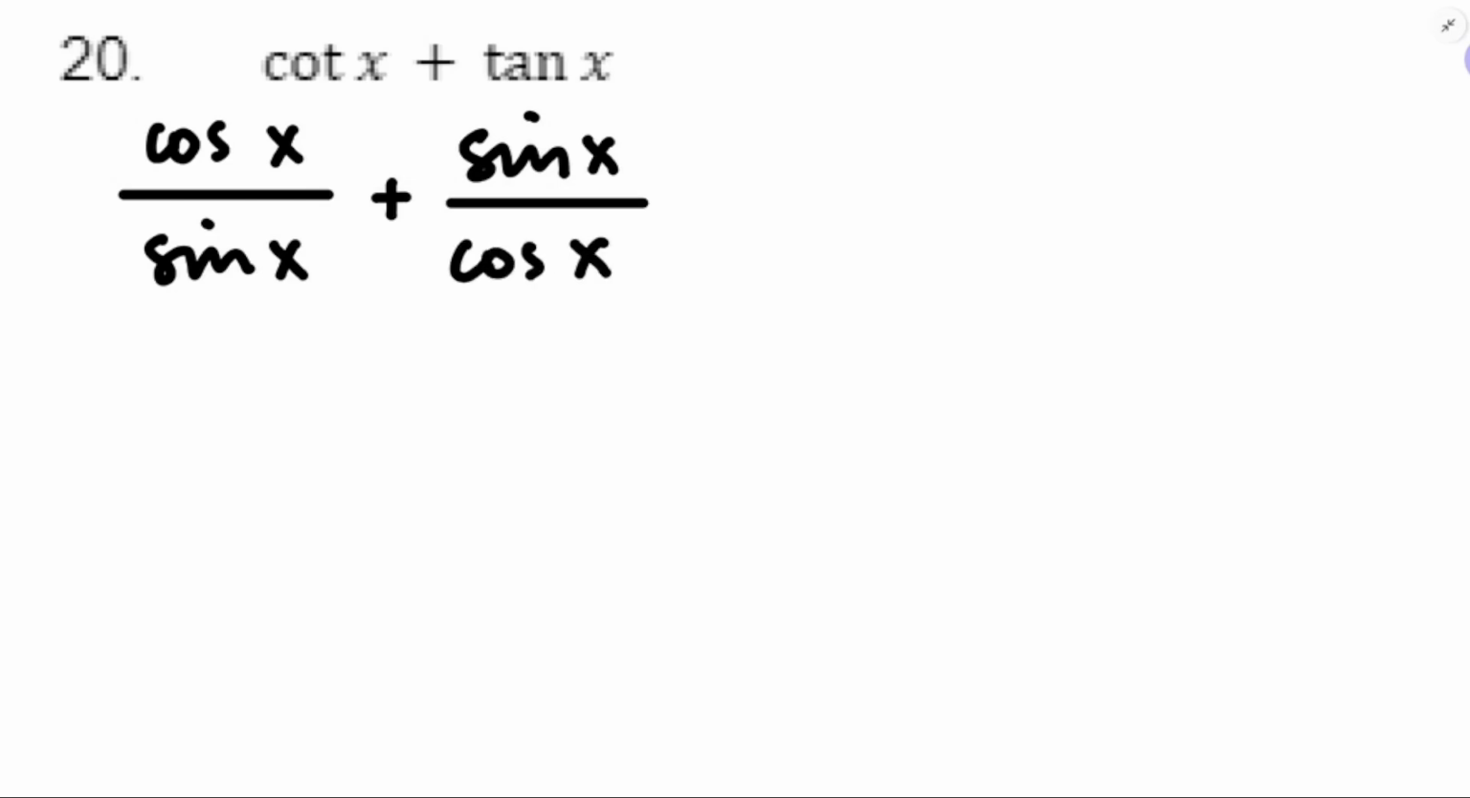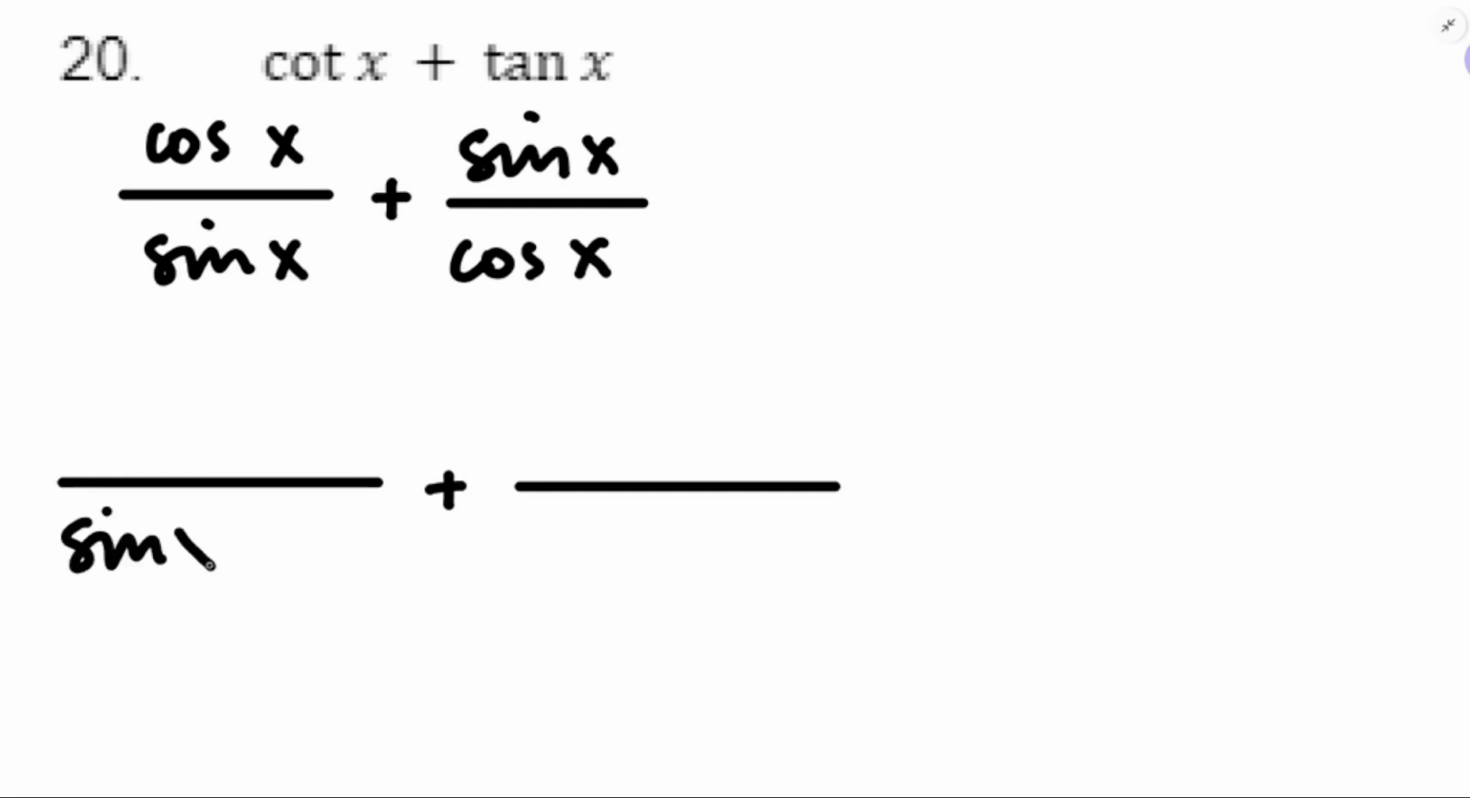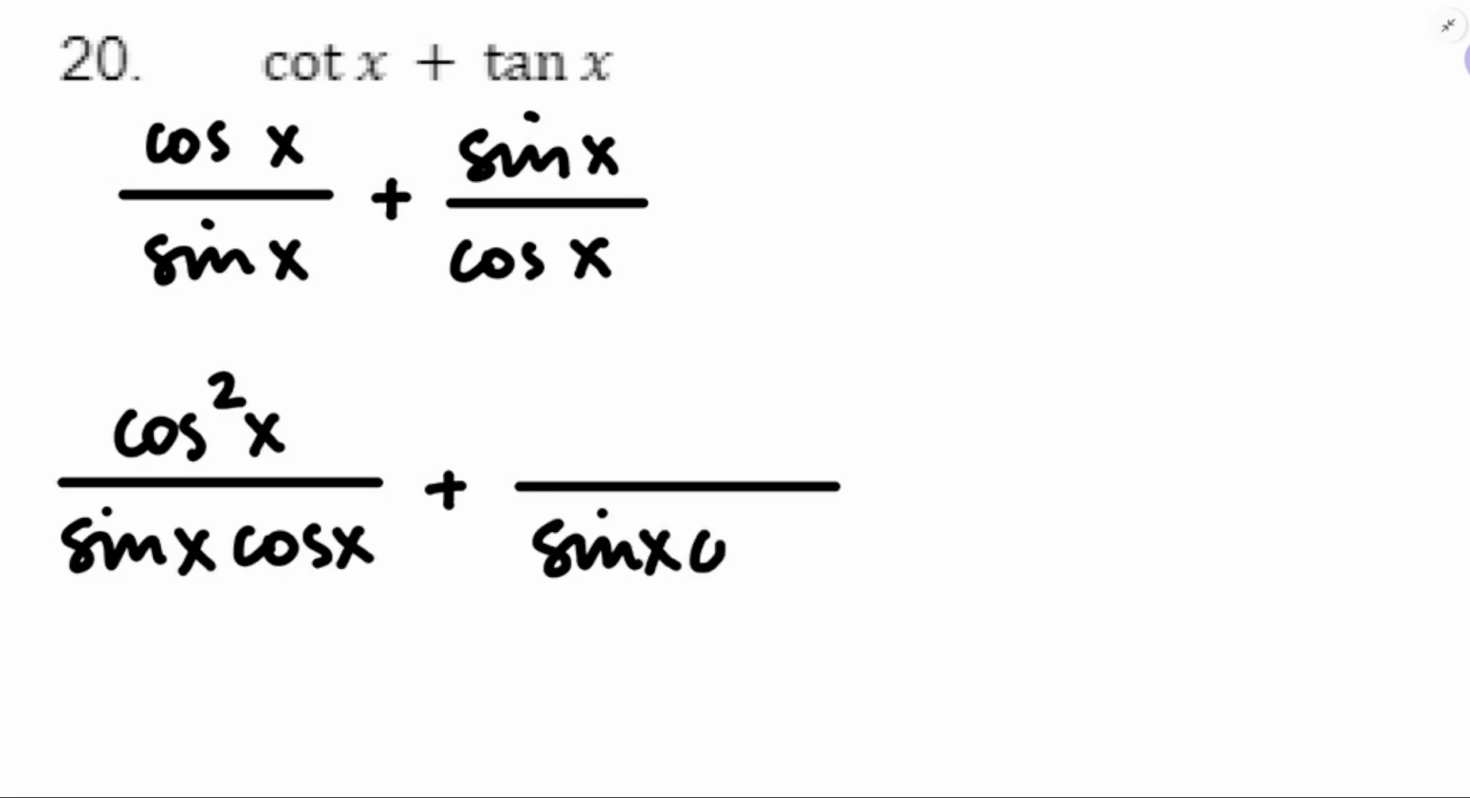All right, so we want to get a common denominator. We're going to need a common denominator of sine x times cosine x. On the first one, to get that, I'm going to have to multiply top and bottom by cosine x. So that will give me 2 powers of cosine x in the numerator. Then over here, in order to get sine x cosine x, I'm going to have an extra power of sine x. And when I put these together, I'm going to have cosine squared x plus sine squared x, which we know is equal to 1.